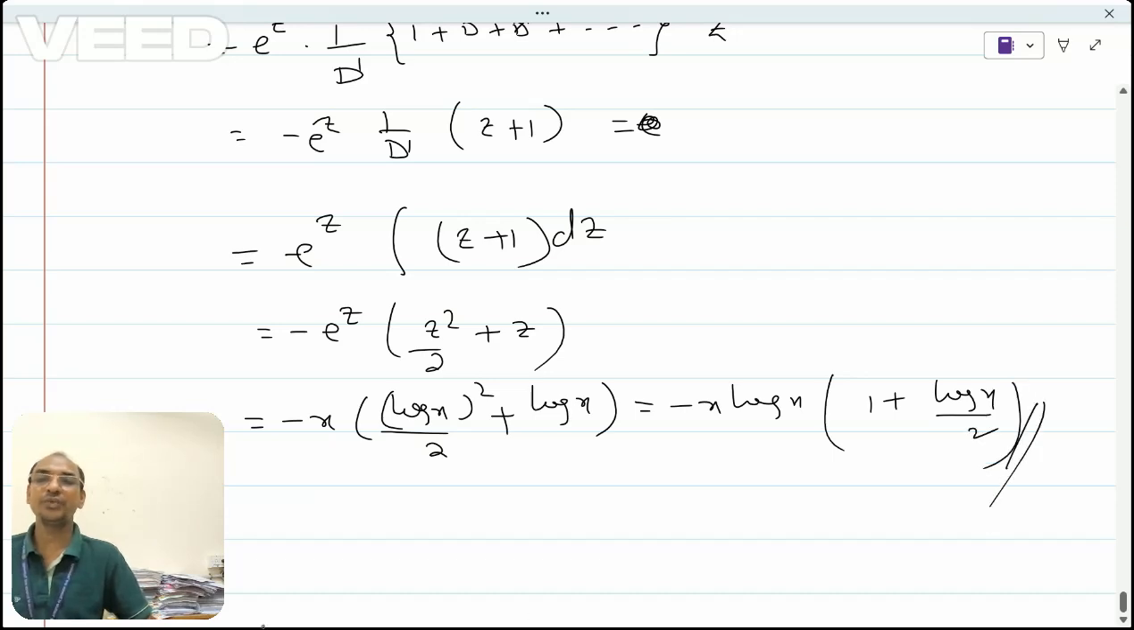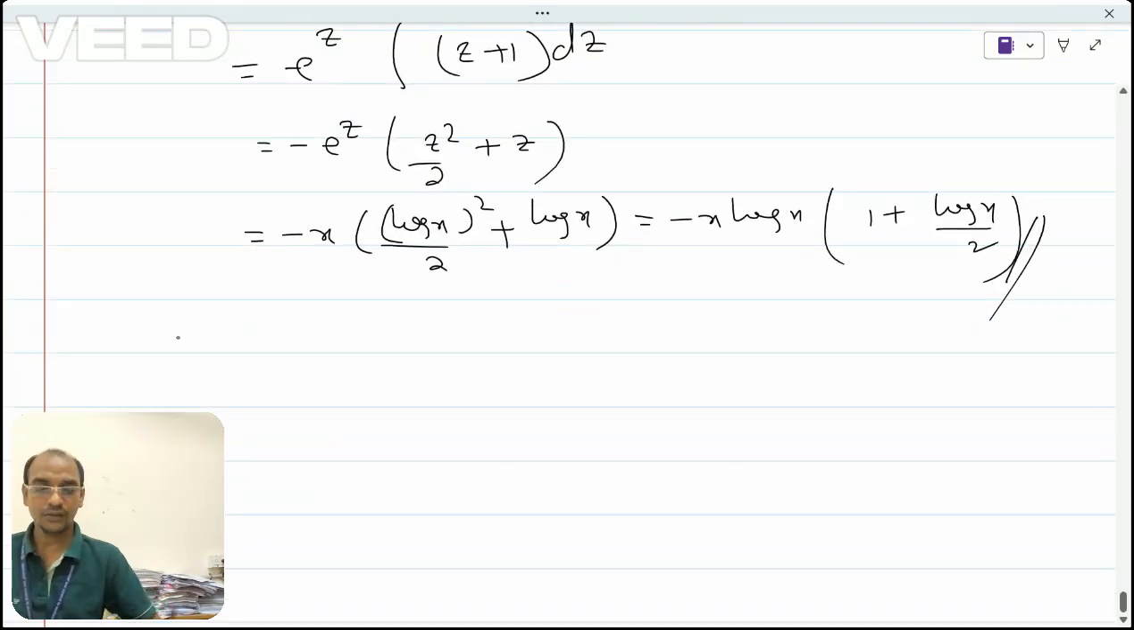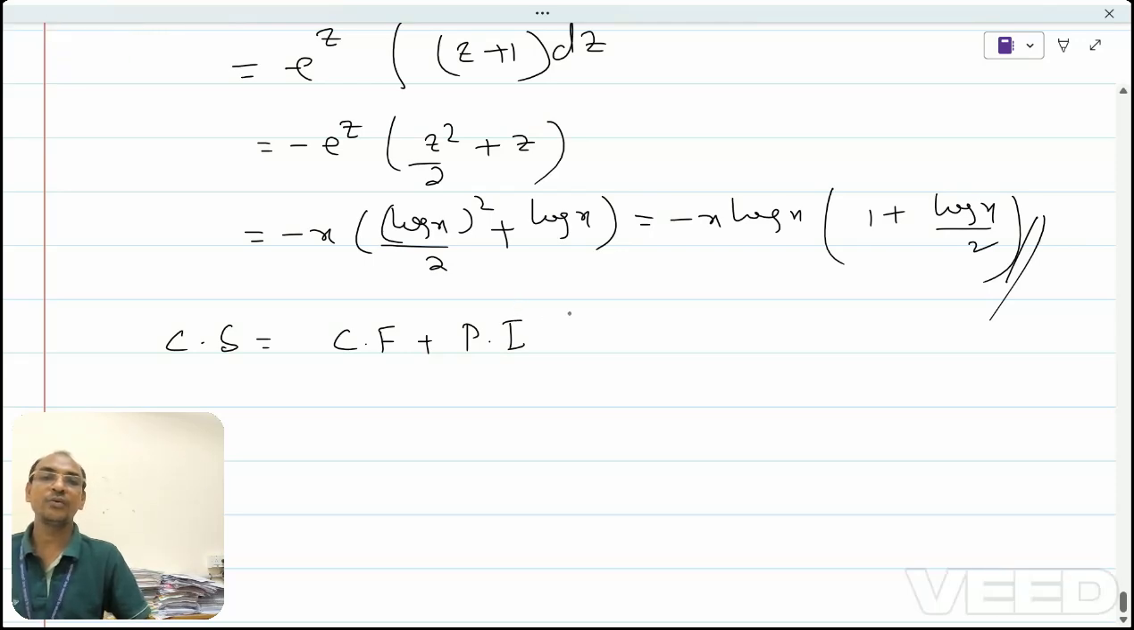So this is your particular integral. Once after getting the particular integral, you can write the complete solution as complementary function plus particular integral, and that will be your complete solution.